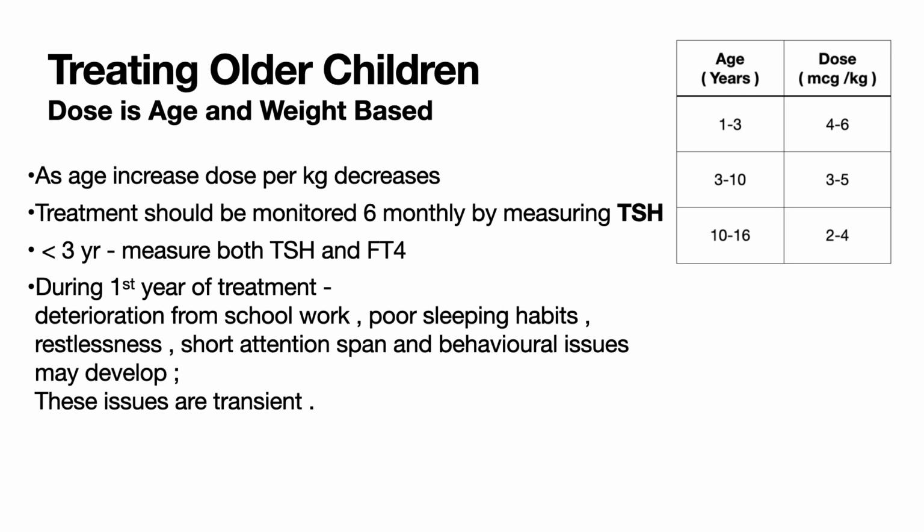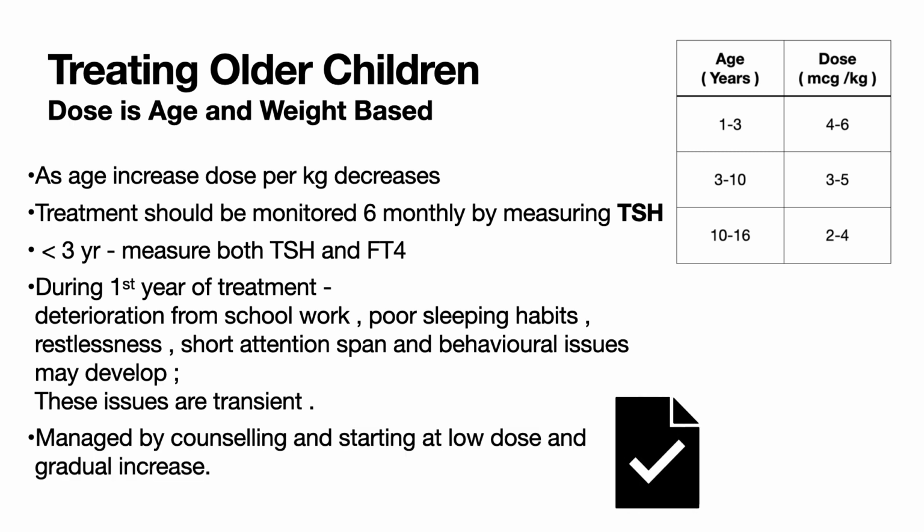During the first year of treatment, the deterioration in schoolwork, poor sleeping habits, restlessness, short attention span, and behavioral issues may develop. But these issues are transient only. Hence, they are managed by counseling and starting at low dose and gradually increasing the dose of levothyroxine.